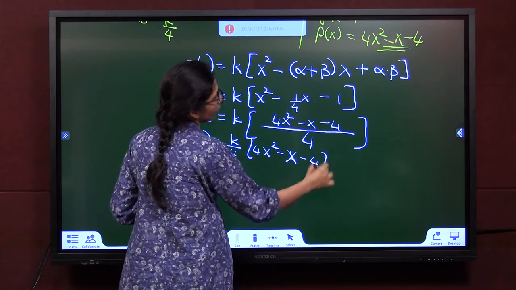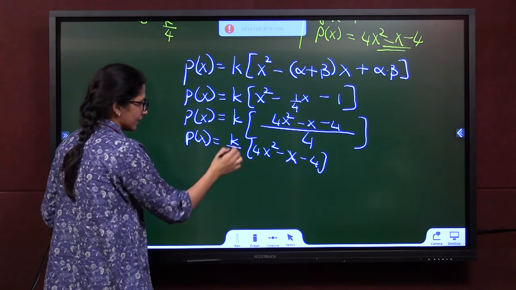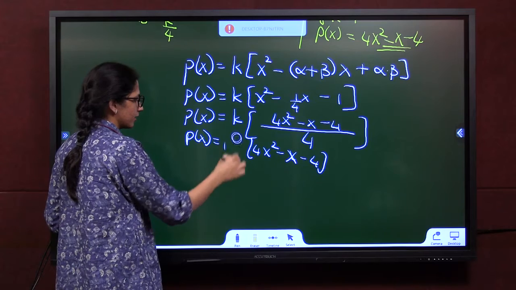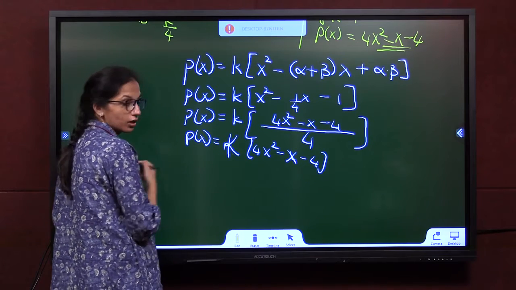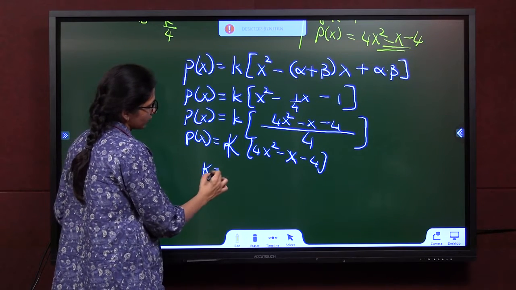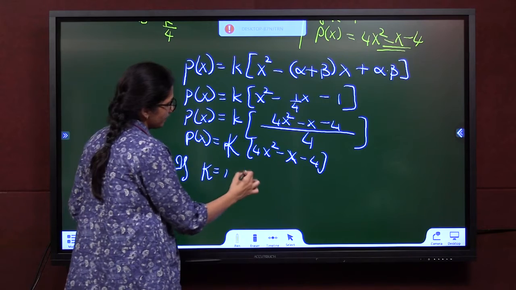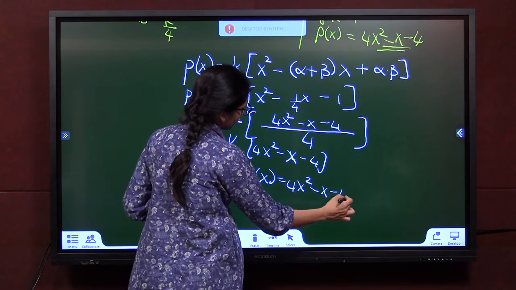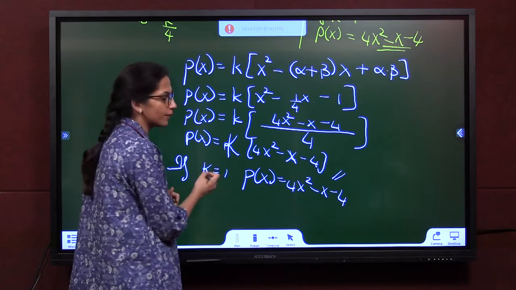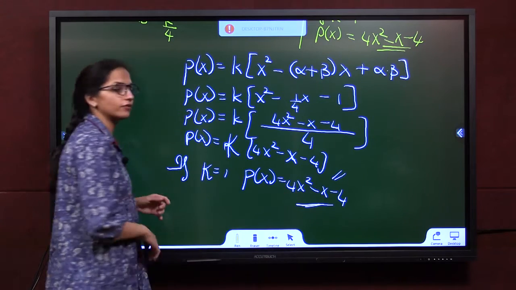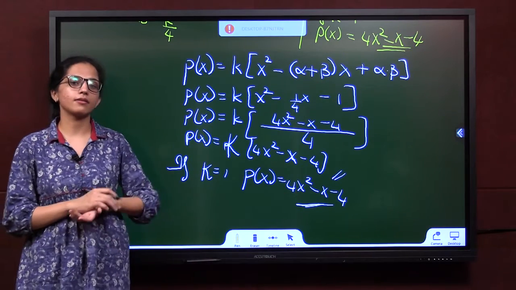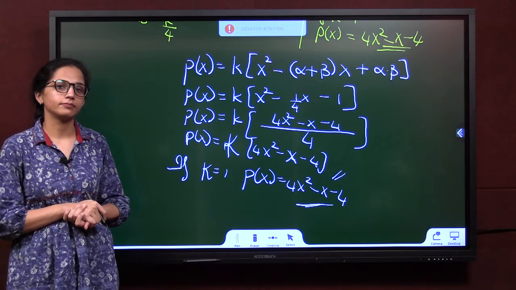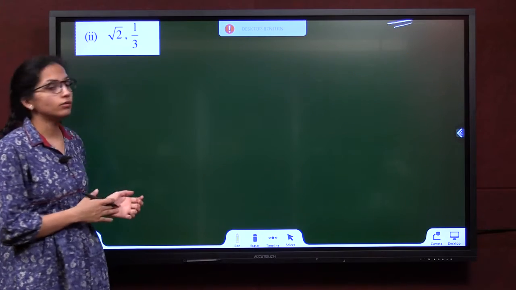This is exactly what you got on top there, right? And this k by 4, I will replace it with one capital K, where capital K is also a constant. If k is 1, then p of x is equal to 4x square minus x minus 4. This is the general form of the polynomial equation. This is one of the polynomial equations when k is 1. So now the next question.